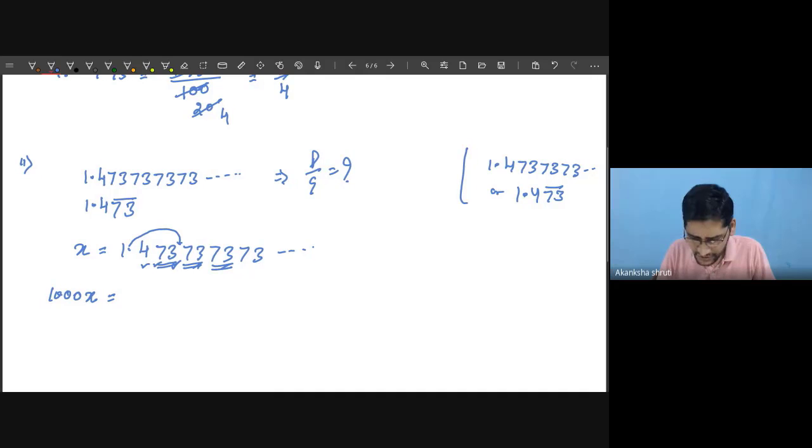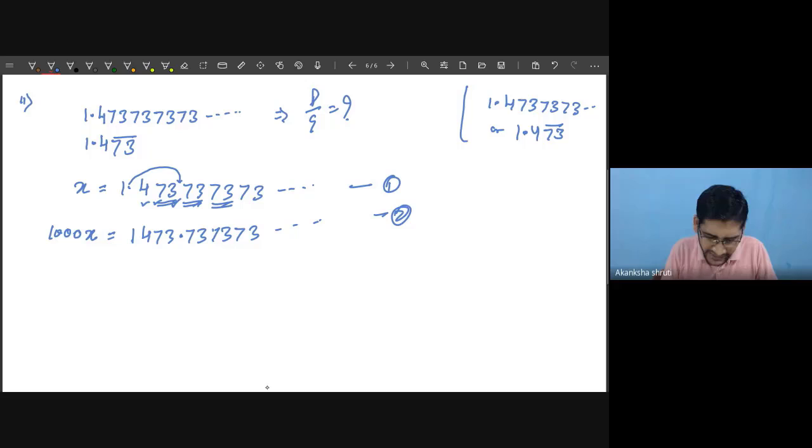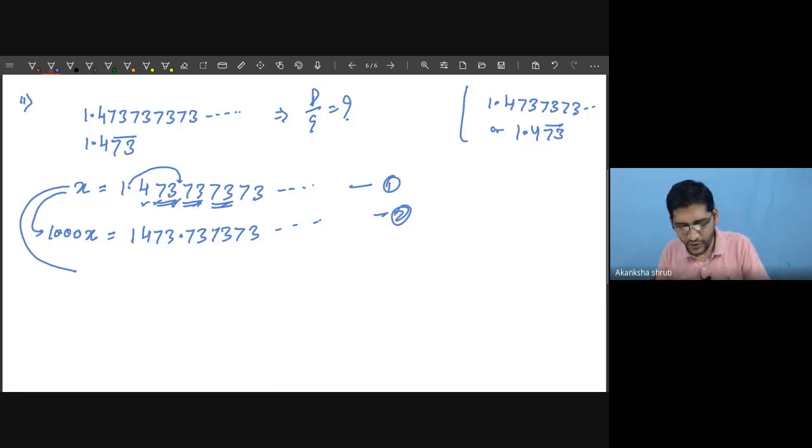So it becomes how much? On the right hand side, the decimal will move 3 places to the right: 1473.7373, so on. After this, what do we need to do? We need to subtract 1 and 2. But what I prefer, student, is that here we had converted this x into 1000x. You do one thing more here before going for subtraction. That will make it convenient to understand and make the calculation easy.